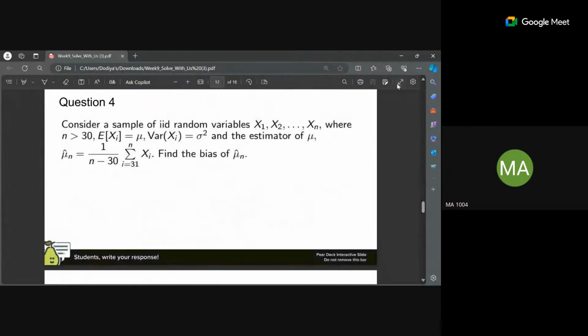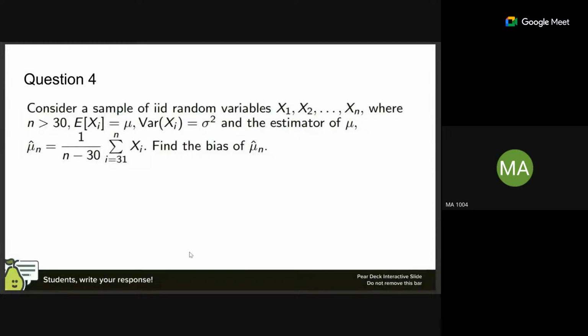Now, there is question number 4. It says: consider a sample of IID random variables x1 to xn, where n is greater than 30. Expectation of xi is mu, and variance is sigma square. The estimator of mu is also given to us. Find the bias of mu hat. Can you do this question? Will you try? You have to take the bias of parameter mu. How to do that? Just expectation of mu n hat minus mu, right?